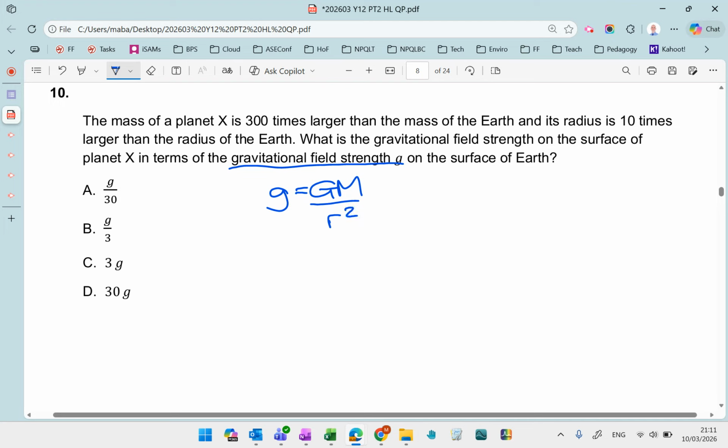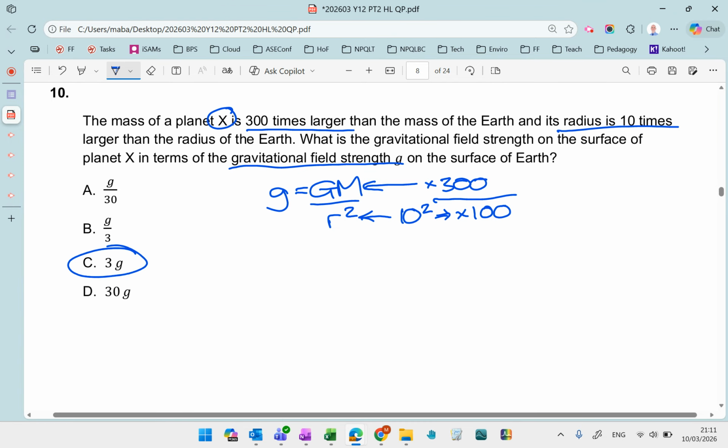GM over R squared, right? Okay, we know that the mass of planet X is 300 times larger than the mass of the Earth. So this thing here on the top is going to get 300 times bigger, and planet X, the radius is 10 times that of the Earth. So this thing is going to get 10 times bigger, but then it's squared, all right, which is obviously the same as 100 times bigger, right?